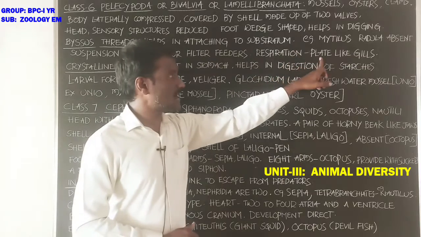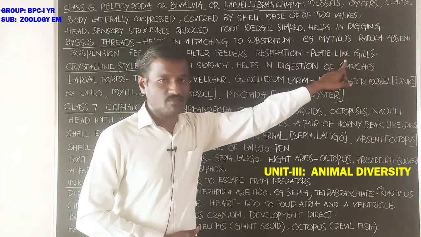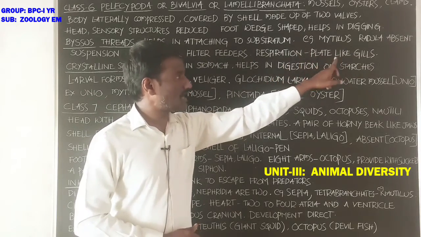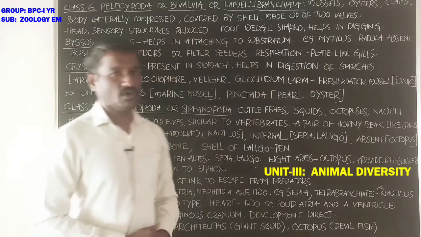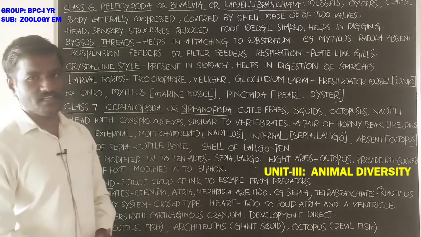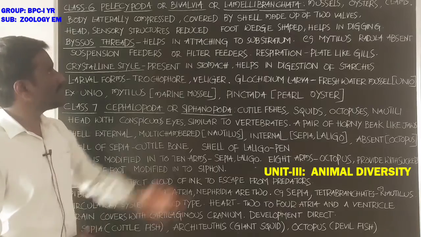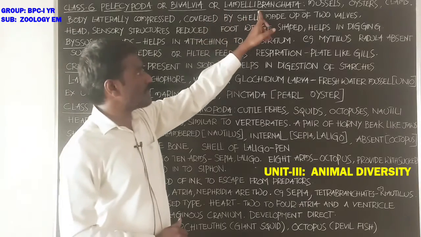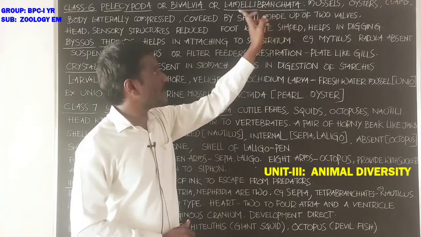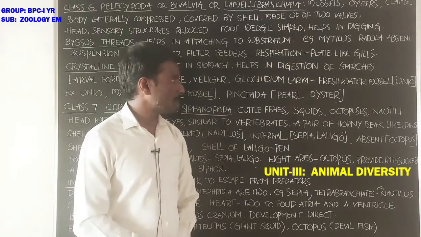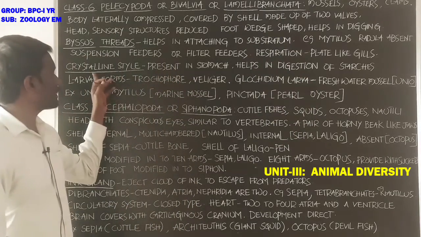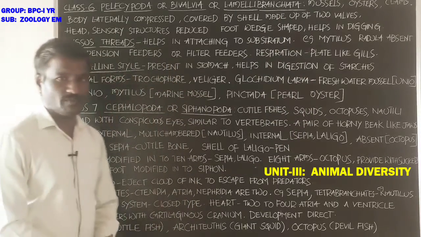Respiration is by plate-like gills. Respiratory organs are plate-like gills. By presentation of the plate-like gills, gills are plate-shaped, hence the class name Lamellibranchiata.